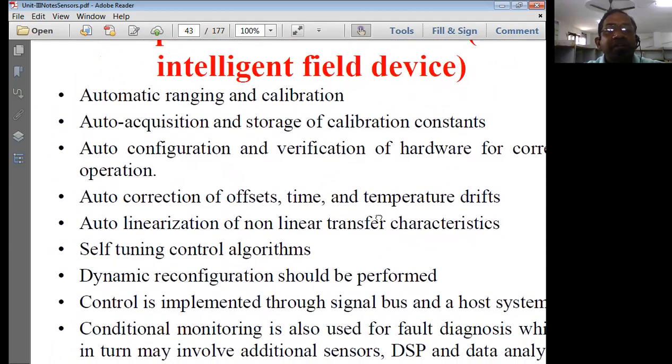So what are its properties? It is going to exhibit automatic ranging and calibration. See, whenever we want to bring intelligence, it becomes an automatic processing system. So therefore, automatic ranging and calibration. Now, all these you can write in general. While studying the embedded systems topic, embedded systems are going to be very vast, like the needs of a human being.